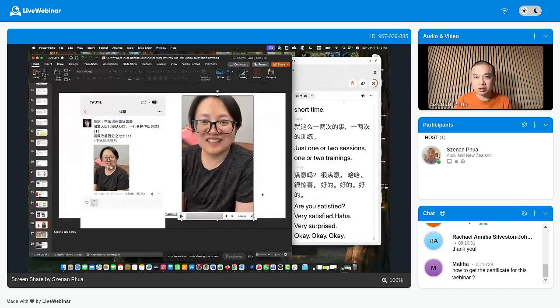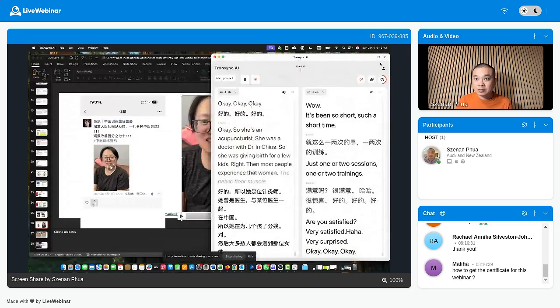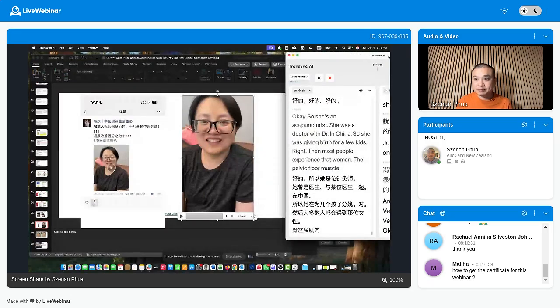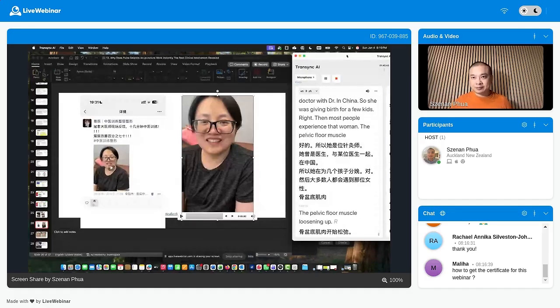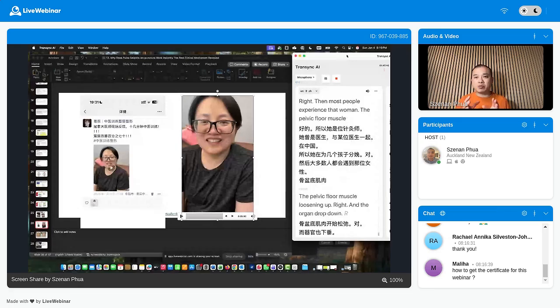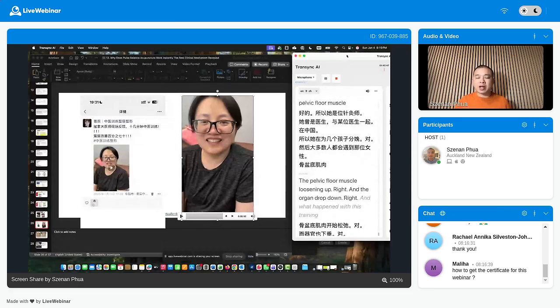So she's an acupuncturist. She was a doctor, Western doctor in China. So she gave birth to a few kids, right? Most women experience that. The pelvic floor muscle loosens up, right? And the organs drop down, right? And what happened with this training is it brings them back.